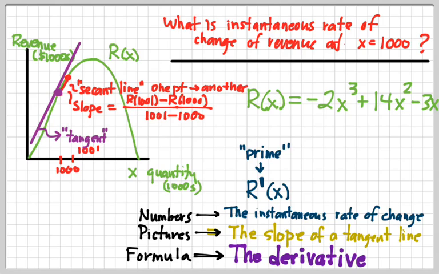And so the burden of proof on us is to figure out a process by which we can turn a formula for our original quantity, which is the revenue in this case, and discover a formula for its derivative, R prime of x. So let's talk about what that formula is. We'll come back to that slide in just a moment.